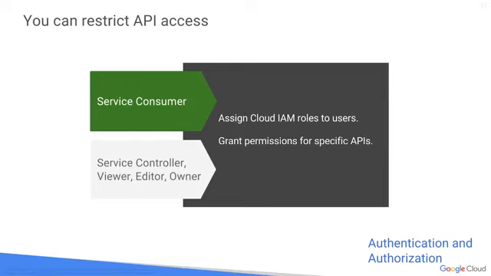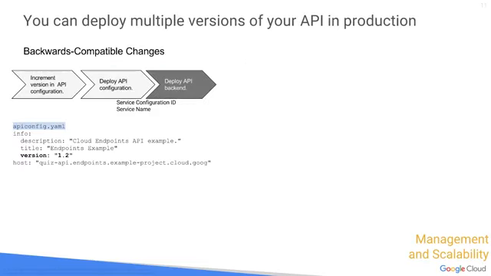To give users the ability to enable your service in their own cloud project and invoke its APIs, assign the service consumer role to them. This is the most common use case. You can assign the service controller, viewer, editor, or owner roles to give users greater permissions to view and manage service configurations and projects.